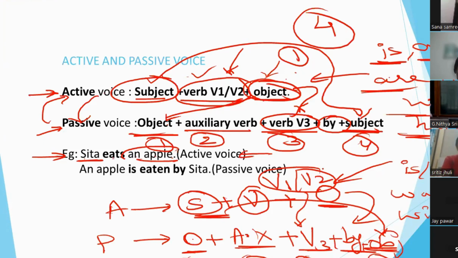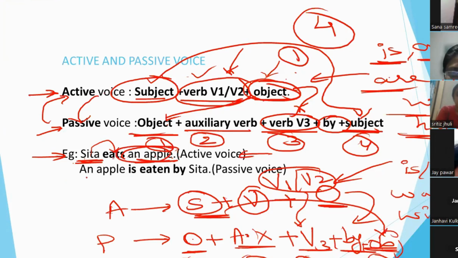So now, if we take this example, Sita eats an apple. Here, Sita is our subject that is performing some action on the object apple. If we follow these 4 rules, how can we convert the active voice into passive voice? First thing is place the object in place of the subject. So here we have placed the object of the active voice in place of the subject. This is according to rule number 1.